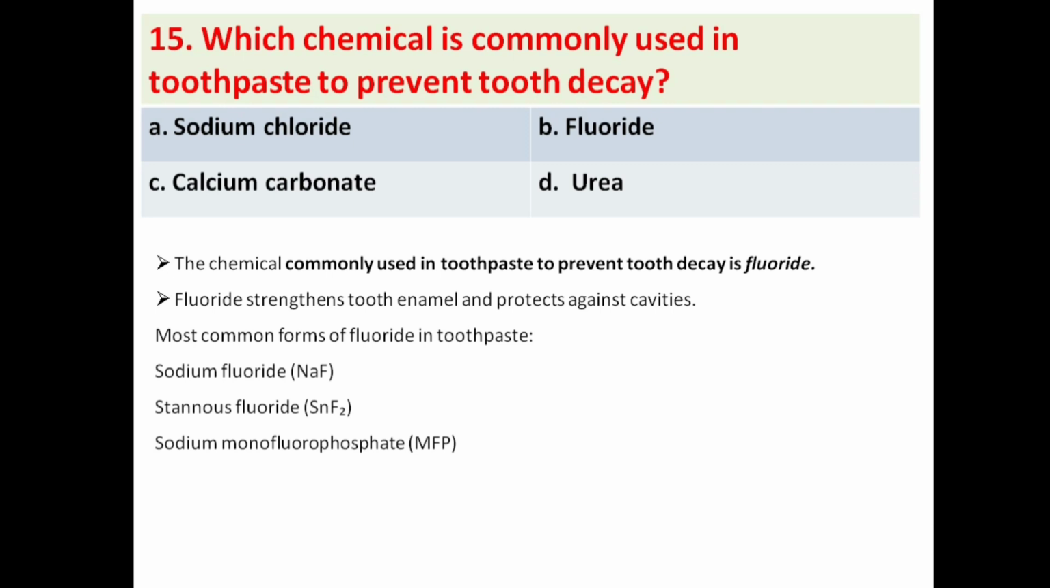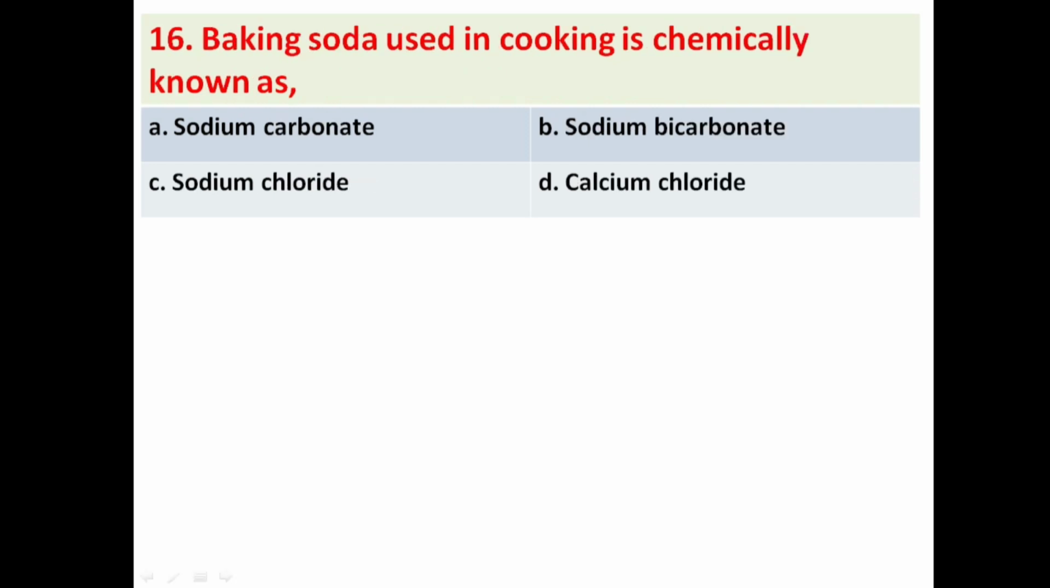The chemical commonly used in toothpaste to prevent tooth decay is fluoride. Fluoride strengthens tooth enamel and protects against cavities. Most common forms of fluoride in toothpaste are sodium fluoride, stannous fluoride, and sodium monofluorophosphate. Hence, option B, that is fluoride, is the correct answer.